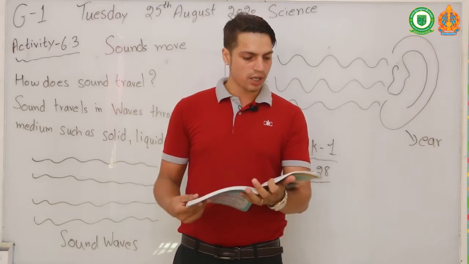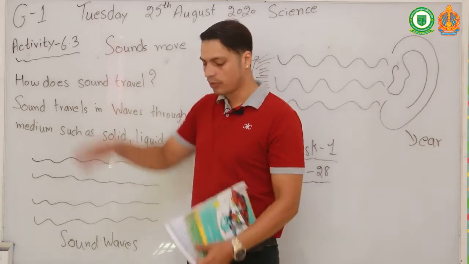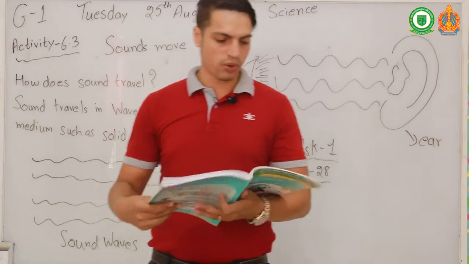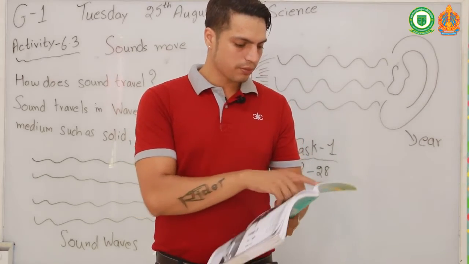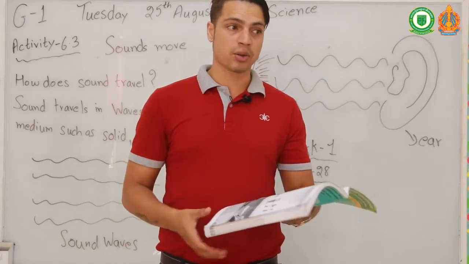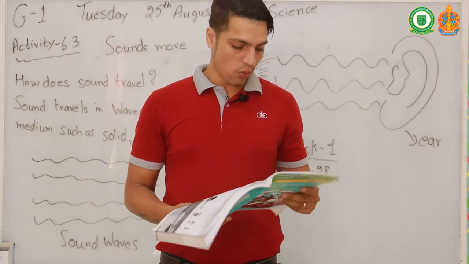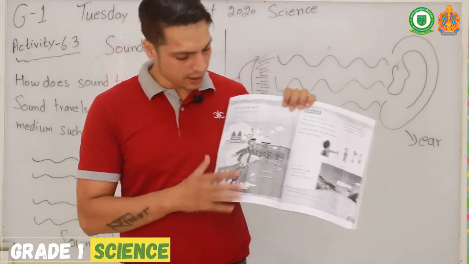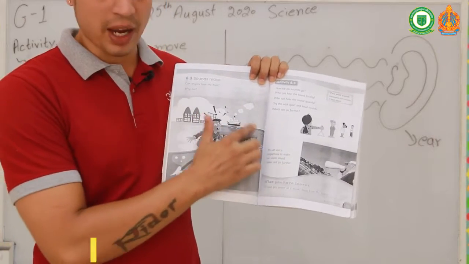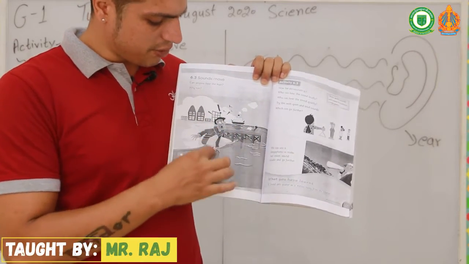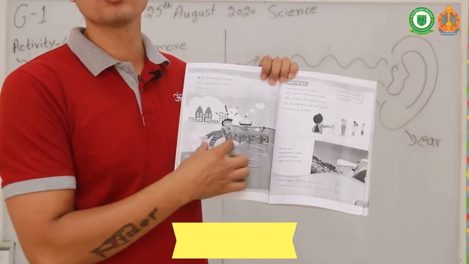So today we are going to learn about activity 6.3. Sounds move. Okay, so first I will read and then I will explain to you. Page number 56. Can anyone hear the man? Why not? As you can see, this man over here is shouting to the other man. If this man can hear him, that means the sound travels.